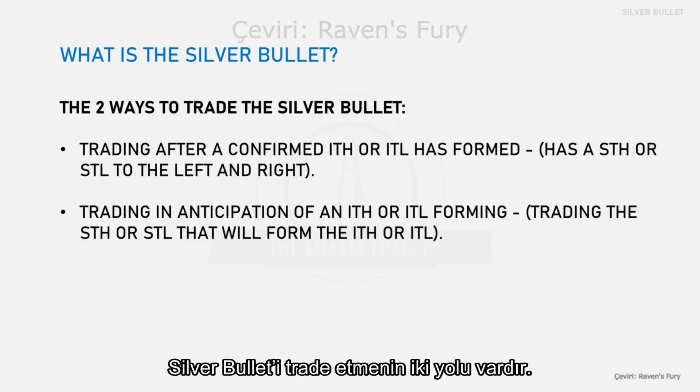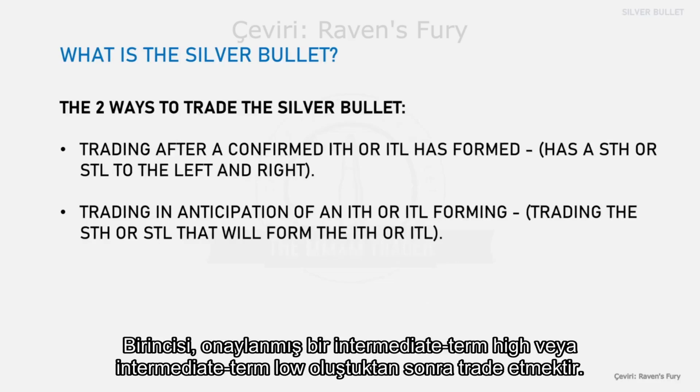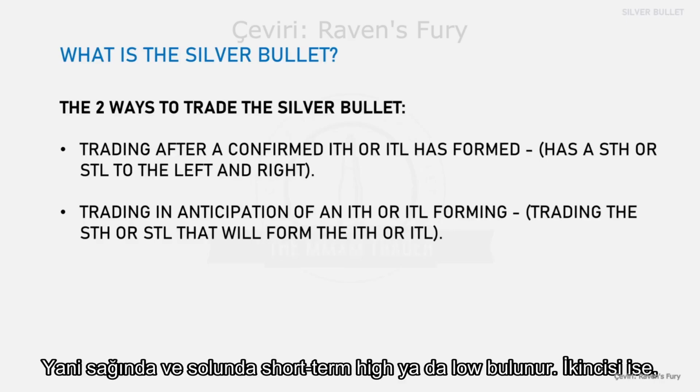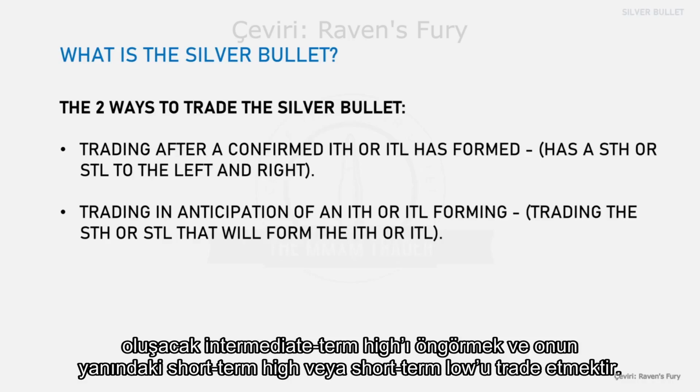There are two ways to trade the silver bullet. Trading after a confirmed intermediate term high or intermediate term low has formed, so it has a short term high or low to the left and a short term high or low to the right of it, or we're going to anticipate that intermediate term high forming and trade that short term high or short term low that will be forming next to it.